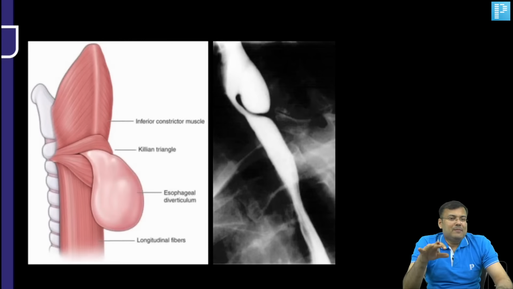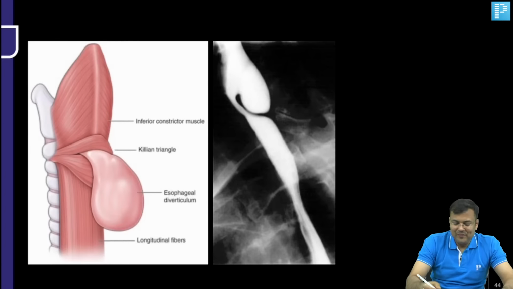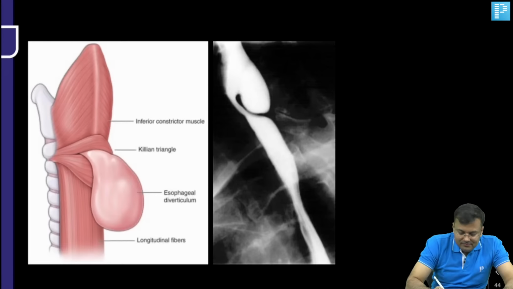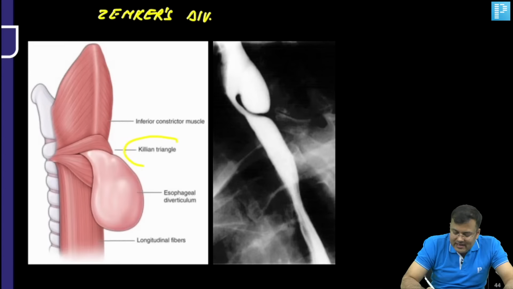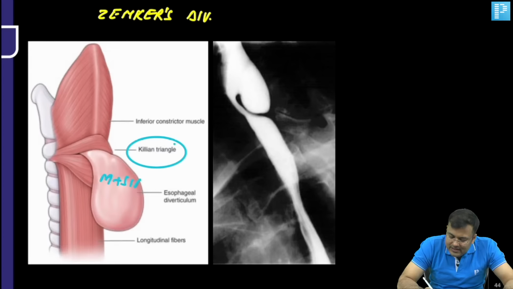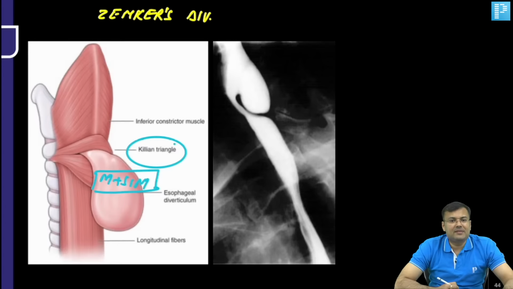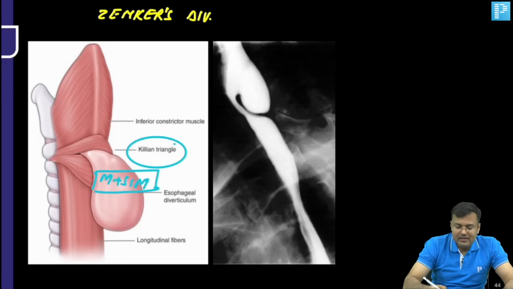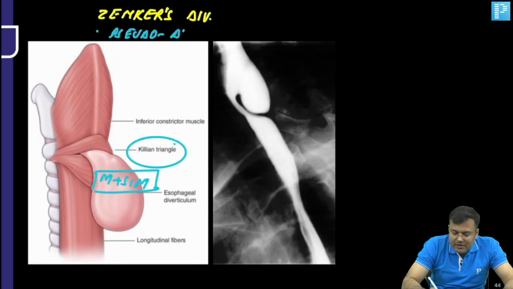Easiest. Multiple times you got this question. Guys, tell me what's the name of this diverticulum? Zenker's diverticulum. Clear? You can see this is Killian's dehiscence, and via Killian's dehiscence there is herniation of only mucosa and submucosa. So, is it a true diverticulum or false? Obviously, it's a pseudo diverticulum. It's a false diverticulum because it contains only mucosa and submucosa.